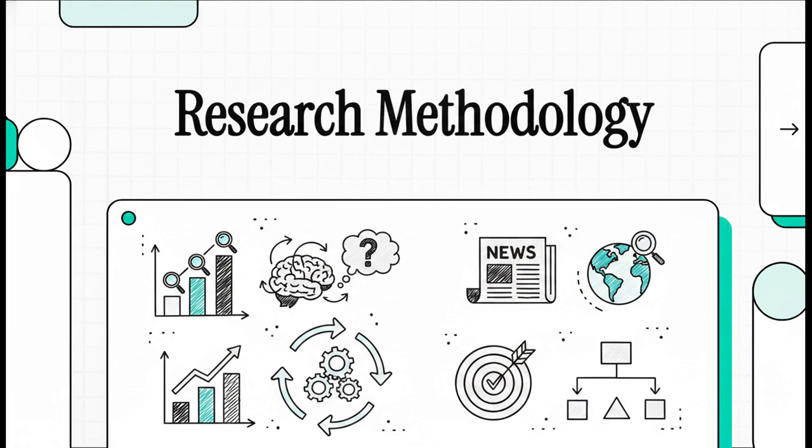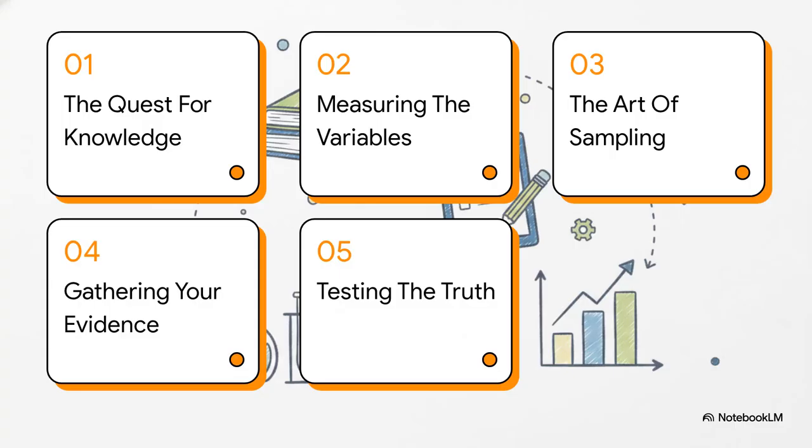So today, we're going to decode the exact framework that professionals use to turn vague, abstract questions into hard, measurable facts. Here is our roadmap for today. We'll be hitting 5 main stops: the quest for knowledge, measuring the variables, the art of sampling, gathering your evidence, and finally, testing the truth. Let's jump right into step 1.